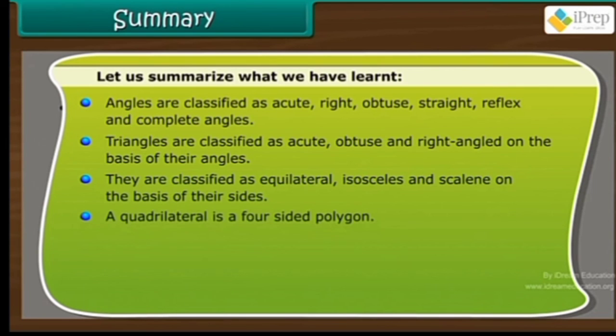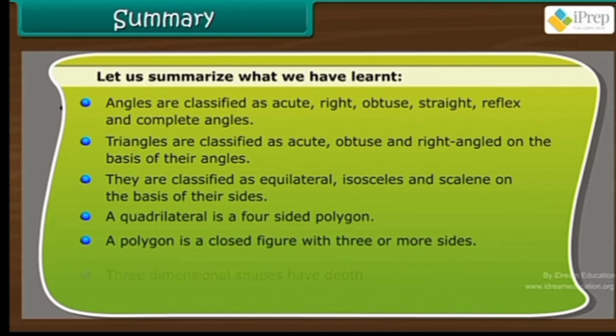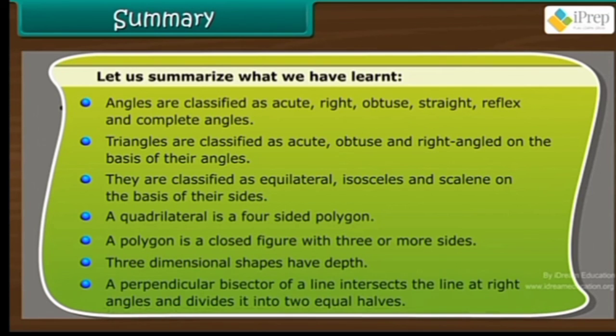A quadrilateral is a four-sided polygon. A polygon is a closed figure with three or more sides. Three-dimensional shapes have depth. A perpendicular bisector of a line intersects the line at right angles and divides it into two equal halves.